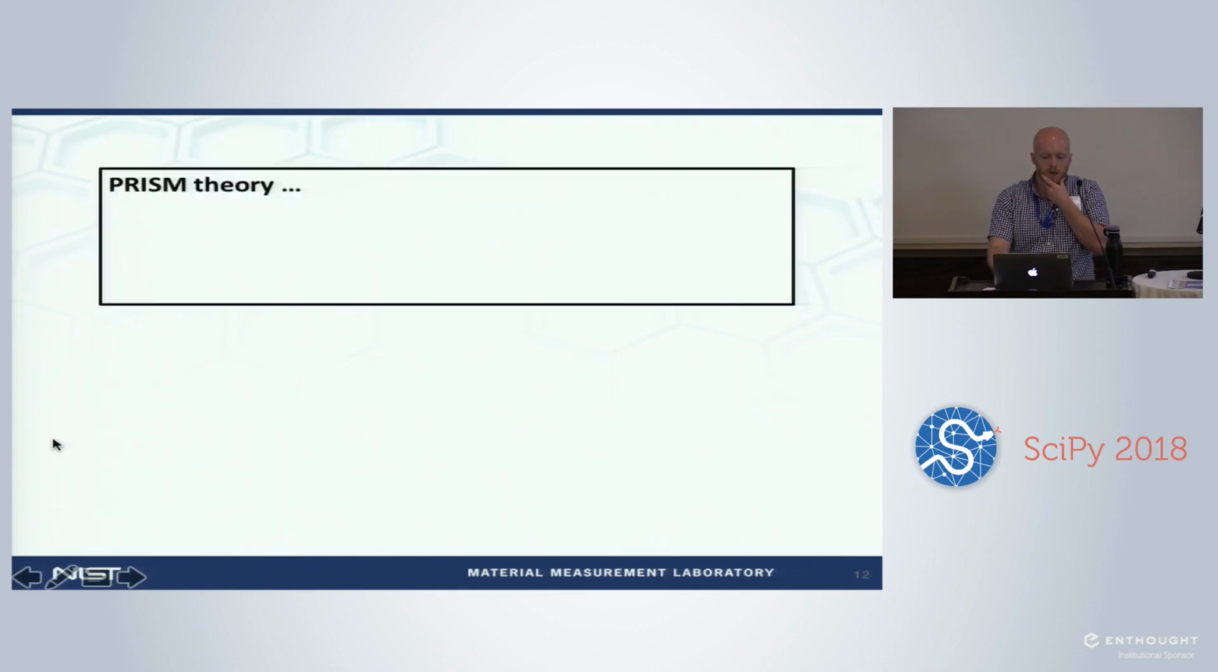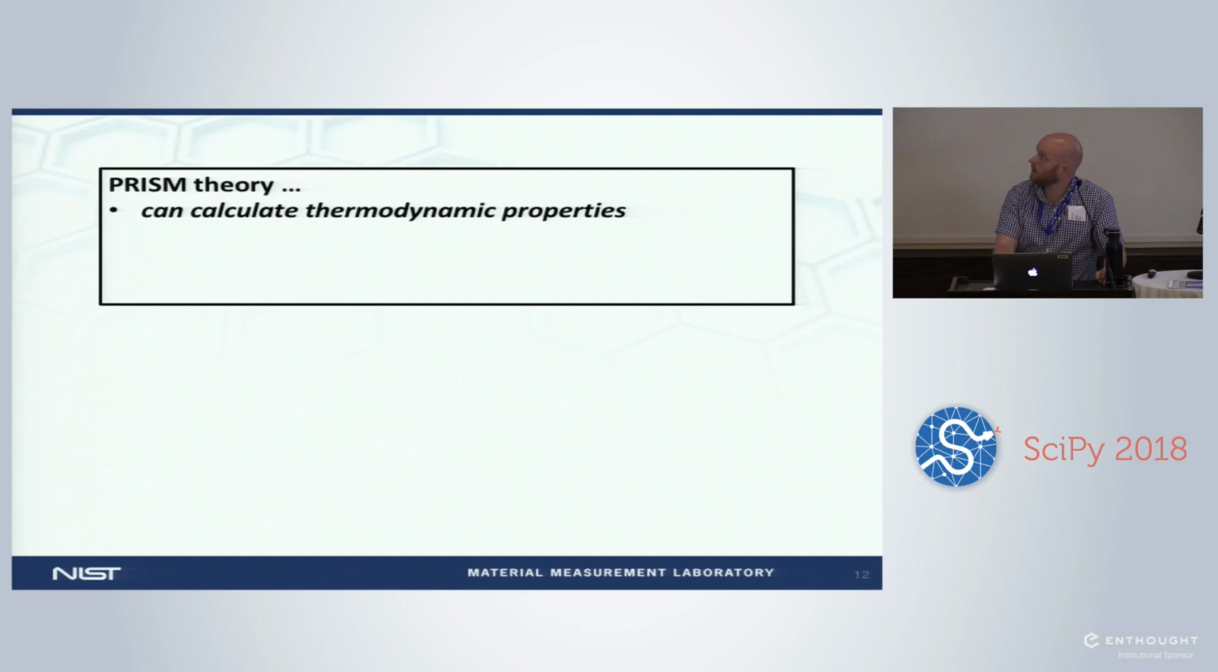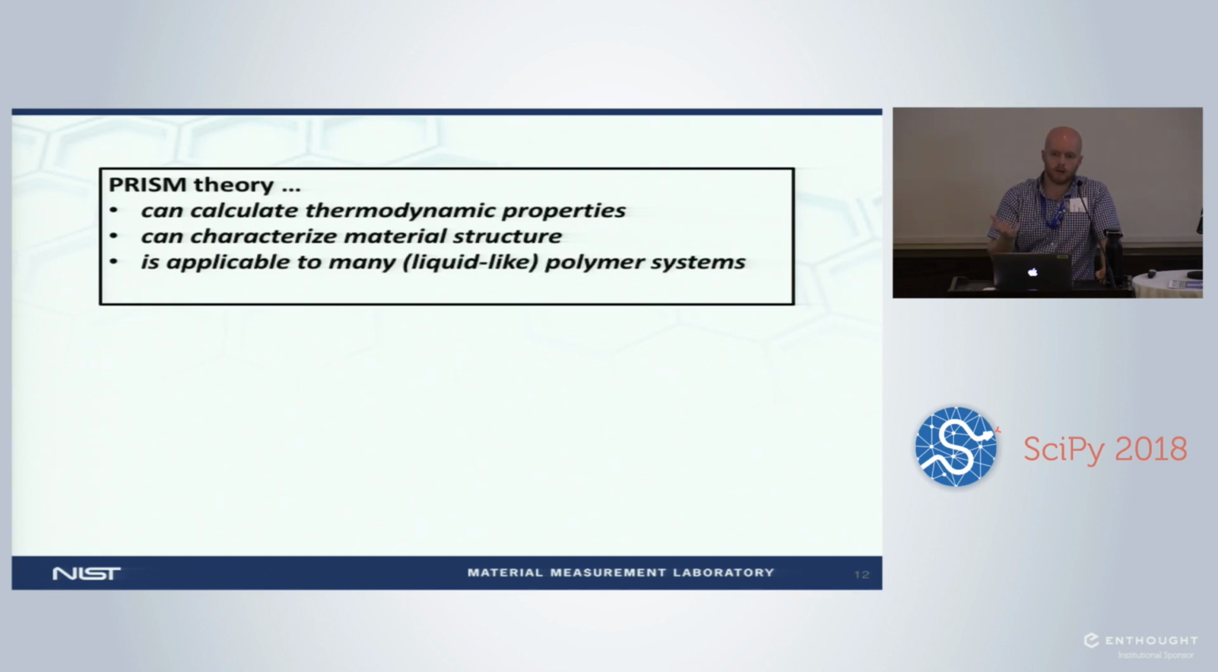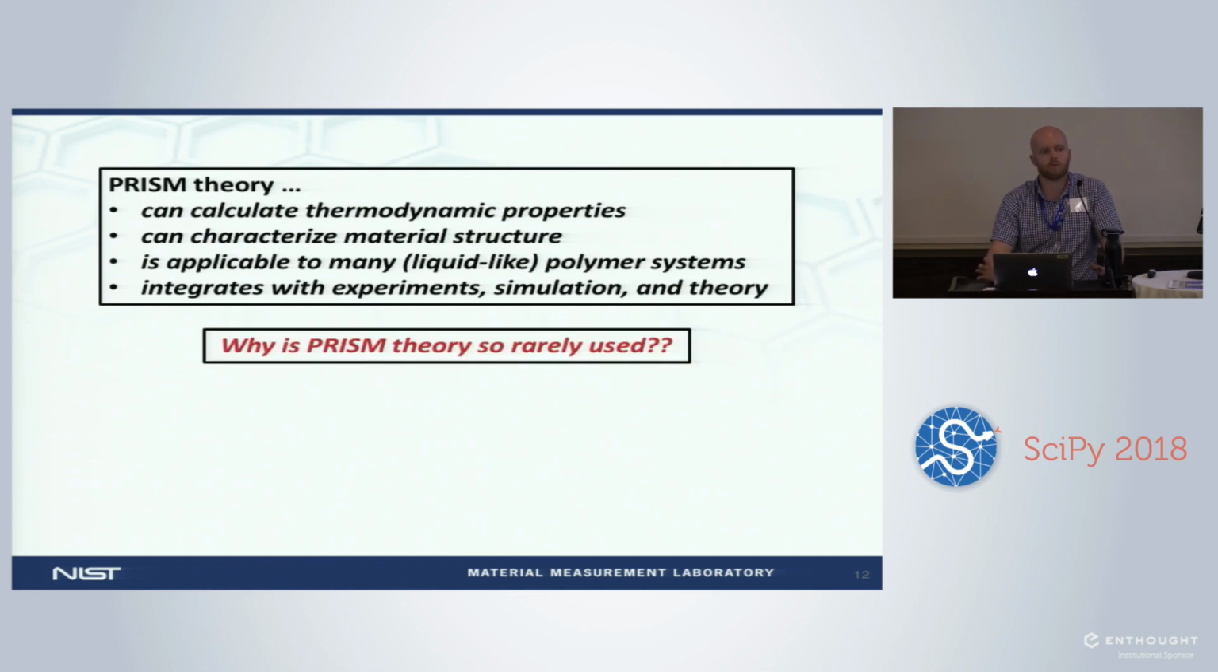To summarize everything I've said in this first half of my talk, I would say PRISM theory can calculate many thermodynamic properties. It can characterize the material structure of many liquid-like polymer materials, is applicable to a wide range of polymer systems in the liquid-like space, and integrates well with experiments, simulations, and theory. If you've never heard of PRISM, that's probably not your fault, because PRISM is woefully underused across the community. And the question I want to ask and answer is why.